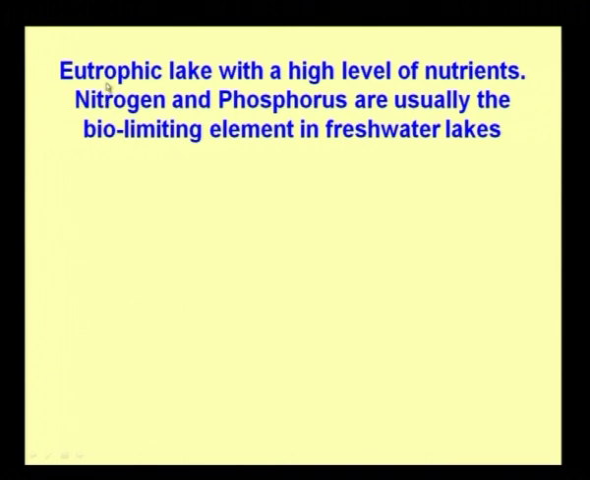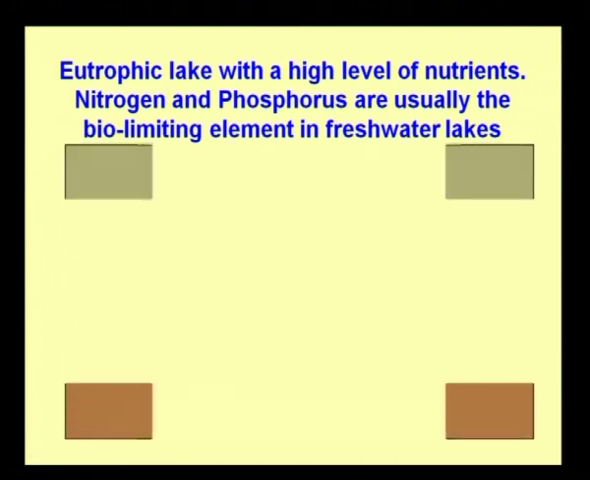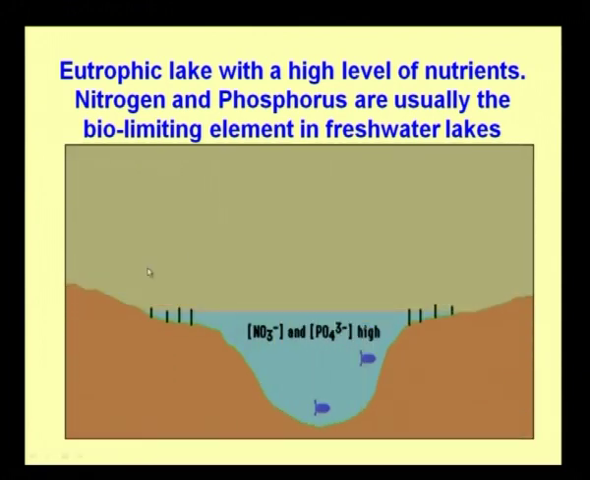Then what will happen? The eutrophic lake has a high level of nutrients. Nitrogen and phosphorus are usually the limiting elements in freshwater lakes, so they limit the biology of the freshwater lake. And you see, there is a large amount of nitrogen and phosphorus. Now, let us see what the result of it is.